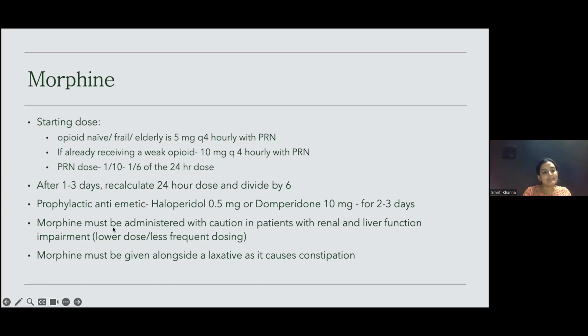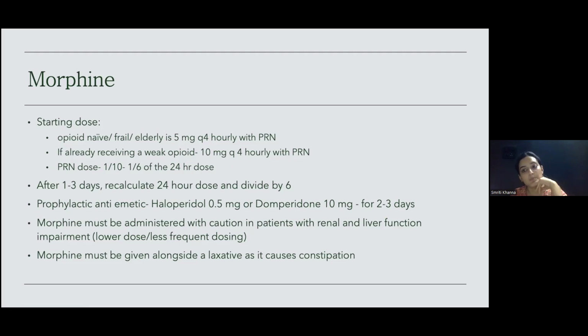Then there are 2 or 3 other things to be thought of along with morphine. Sometimes in opioid-naive patients, it can cause 2 to 3 days of nausea and vomiting. So some practitioners give a prophylactic antiemetic, haloperidol, domperidone or metoclopramide, for 2 to 3 days. It's important to remember that 5-HT3 antagonists like ondansetron will not really work for morphine-related nausea. It's going to be more domperidone or haloperidol which will help.